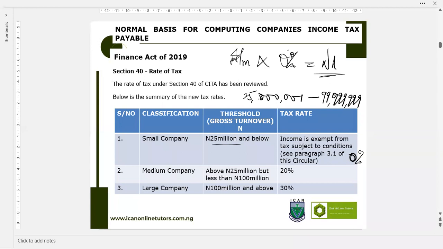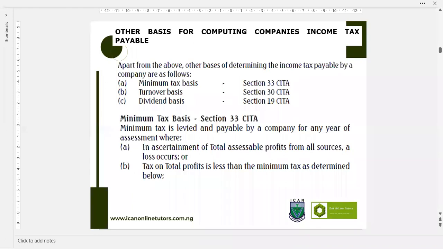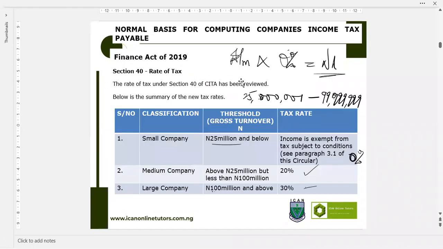While companies with a turnover of 100 million naira and above are subject to tax at 30%, those that have a turnover of between 25 and 100 million are subject to tax at 20%. I hope we are on the same page. Do you understand? So this is the normal basis for computing companies' income tax. Then we can move to the other basis.